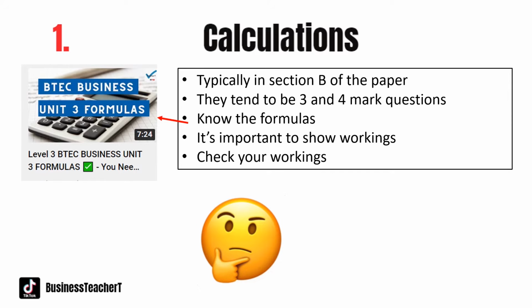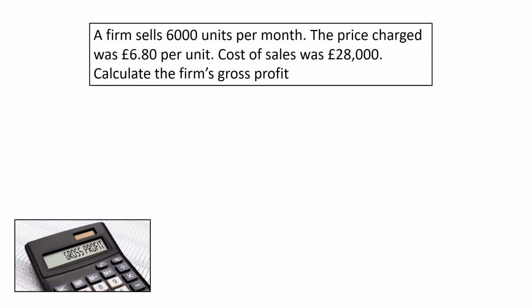Let's look at an example of a calculation question. A firm sells 6,000 units per month. The price charged was £6.80 per unit. The cost of sales was £28,000. Let's calculate the firm's gross profit.